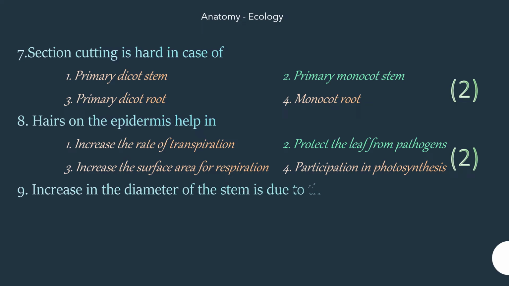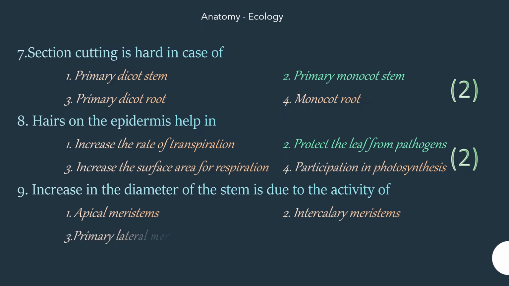Increase in the diameter of the stem is due to the activity of: apical meristems, intercalary meristems, primary lateral meristems, or lateral meristems. The answer is 4. Increase in the diameter of the stem is due to the activity of all lateral meristems.